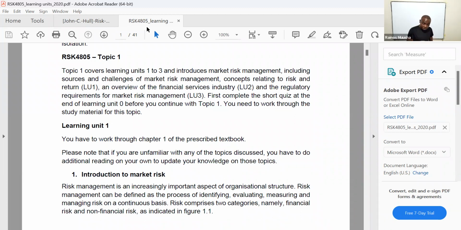There are going to be theory questions that you should expect in the exam. Then there are also going to be calculation-type questions that you should also expect to be asked in the exam as well.